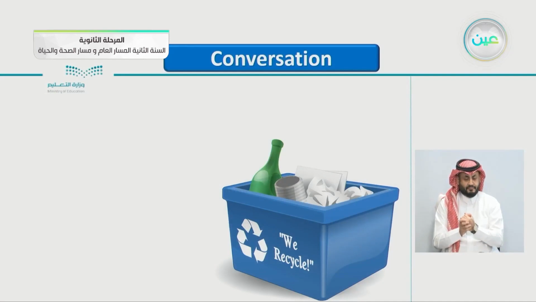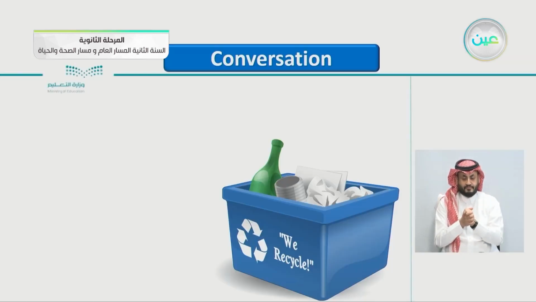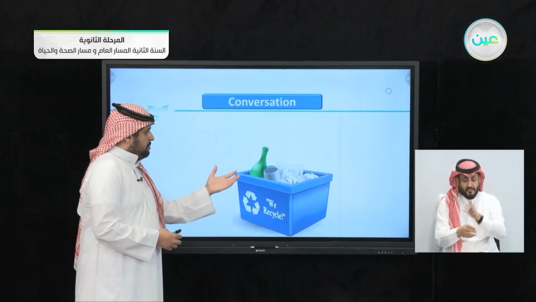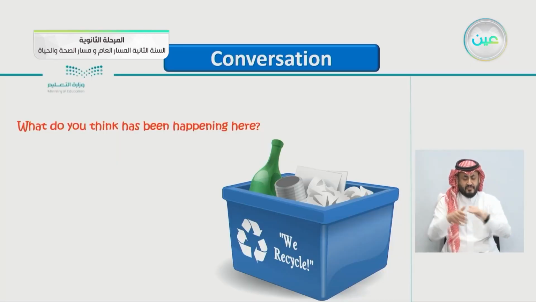So what do you see here in this picture? Yes, this is a garbage bin or a trash can that is for recycling. You can notice here it says we recycle, and there's maybe a plastic or glass bottle and some paper waste. What do you think has been happening here?